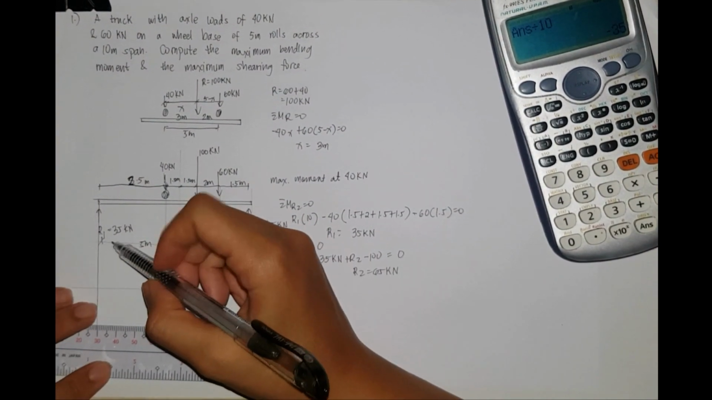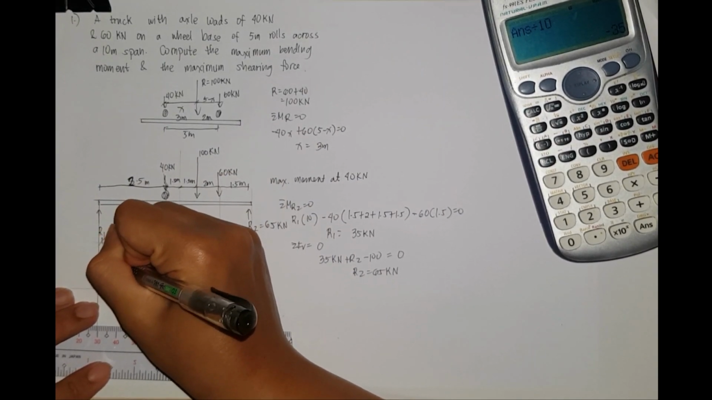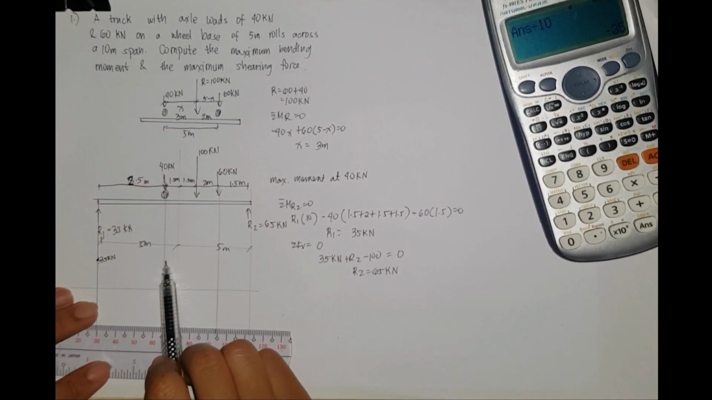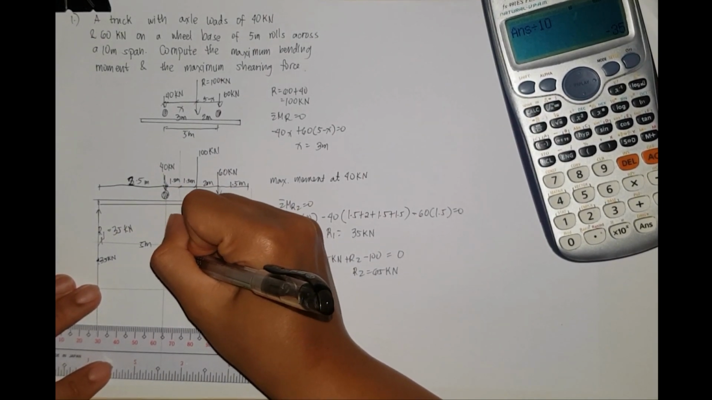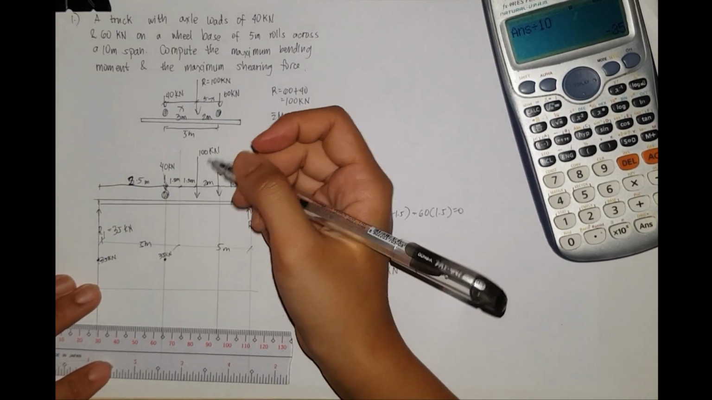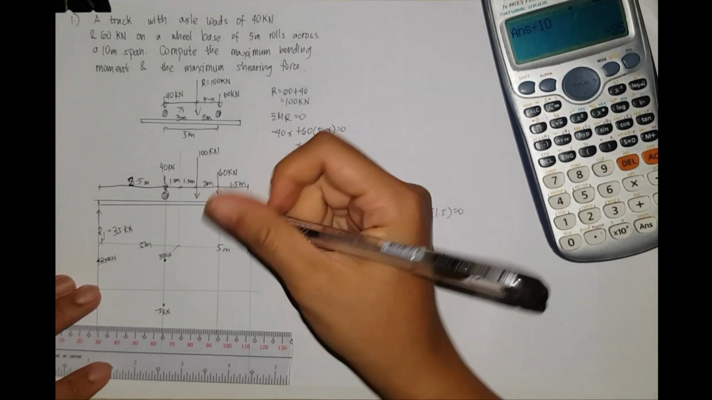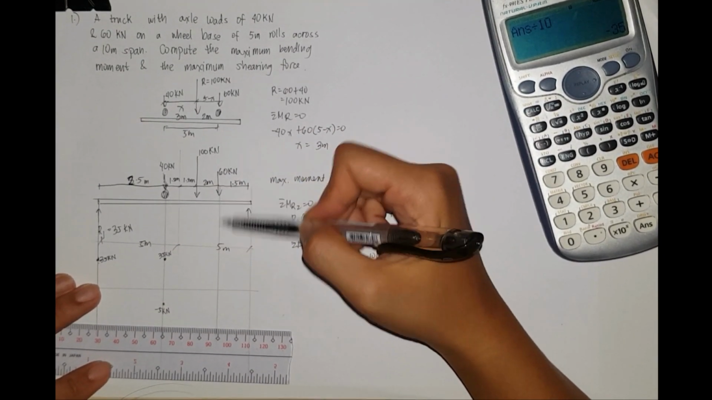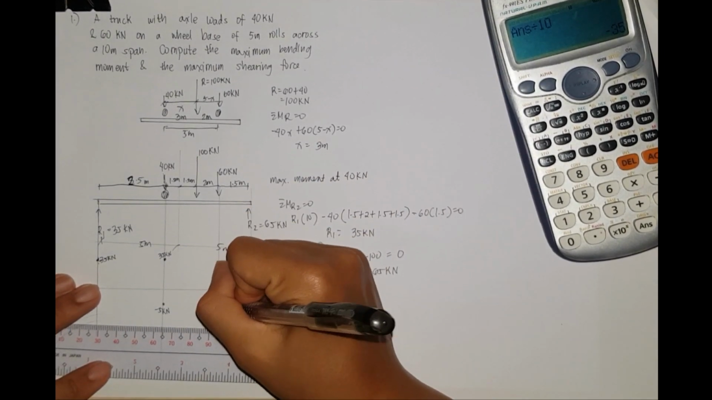So, do we have a concentrated load here? We have, which is 35 kilonewton. Do we have area in the load diagram? Wala. So 35. So do we have a concentrated load here? We have, which is 40 kilonewton. So 35 minus 40, we have 5 kilonewton or negative 5 kilonewton. And then, do we have a area here? Wala. So negative 5 ulit.